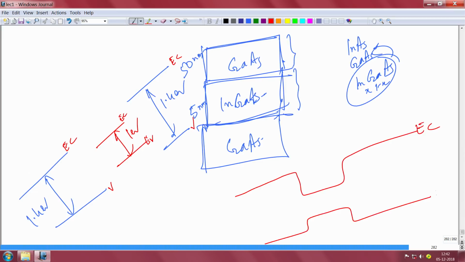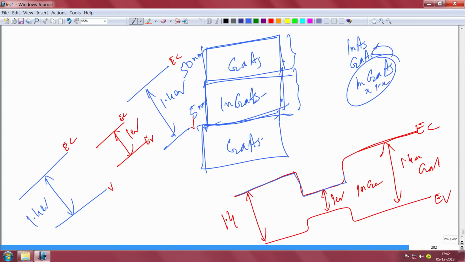This is conduction band, this is valence band. This is conduction band, this is valence band, this is 1.4 eV of gallium arsenide, this is again 1.4 eV of gallium arsenide. In between you have say 1 eV of indium gallium arsenide. You see this structure where you have a potential profile like this. Do you know what it looks like? It looks like a quantum well.